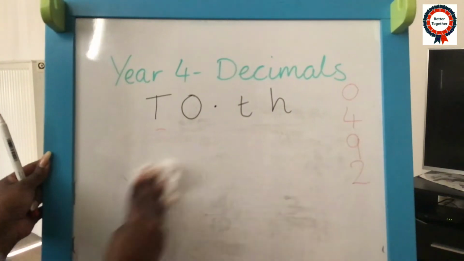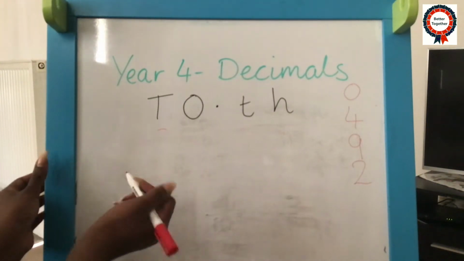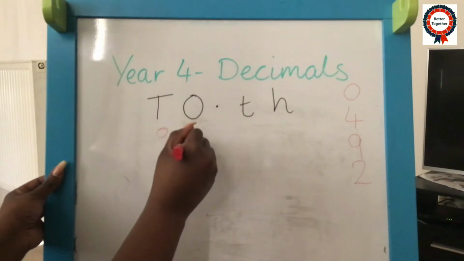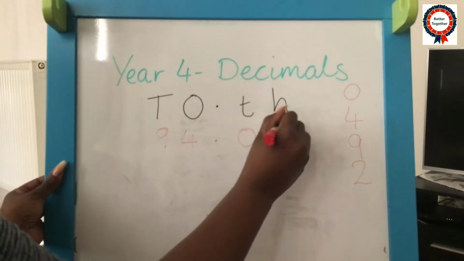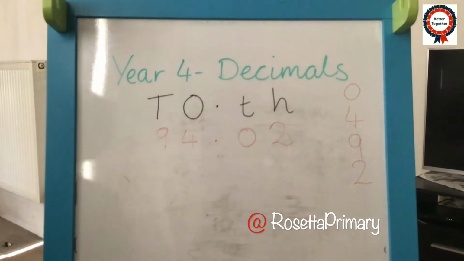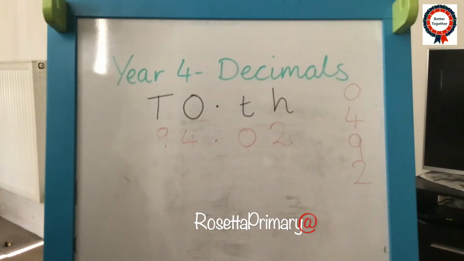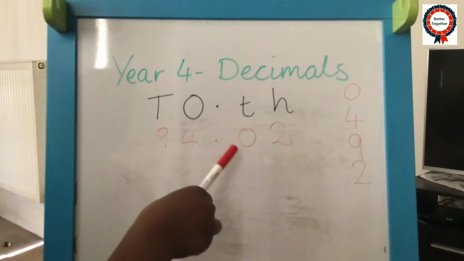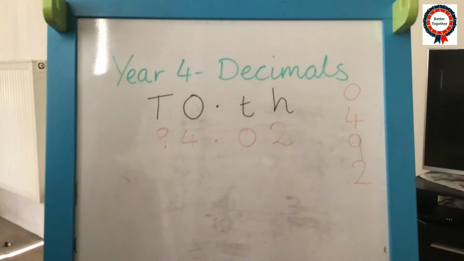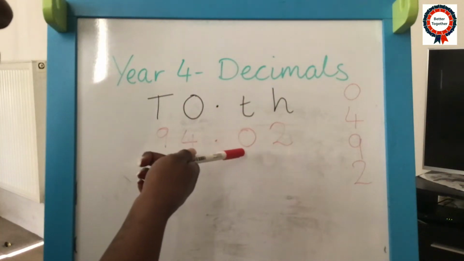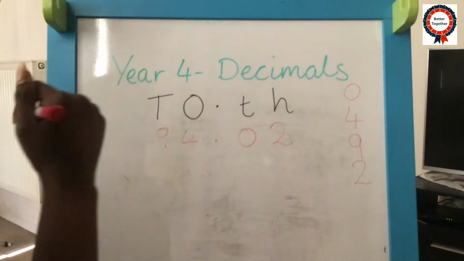Right, another number. Let's see if I can match another one of your numbers. How about 9402? How would you say that number? We would say 94.02. This time we have no tenths, but we have 2 hundredths.